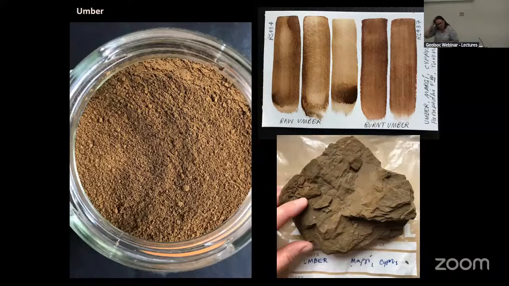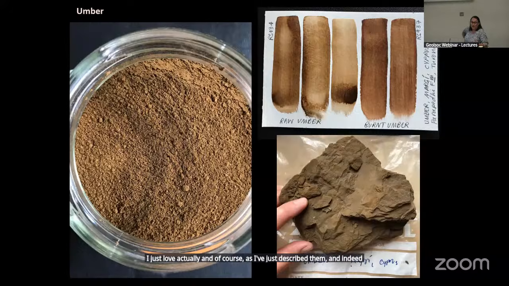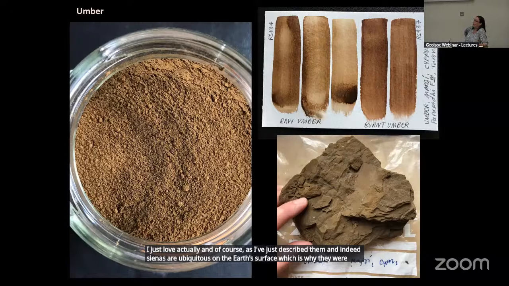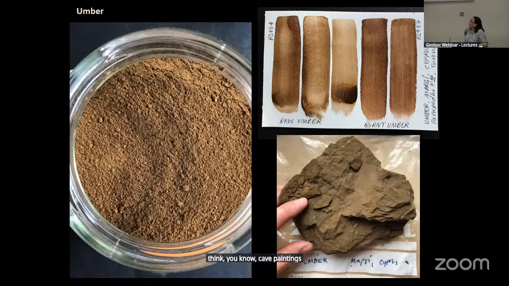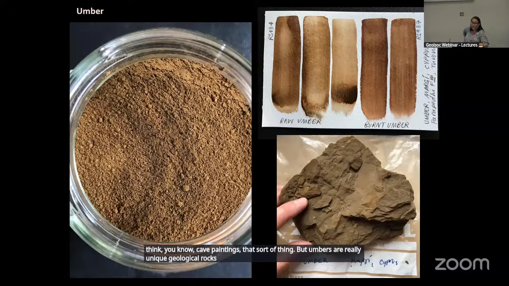So umber, I just love, actually. And of course, umber ochres, as I've just described them, and indeed siennas, are ubiquitous on the Earth's surface, which is why they were the first pigments used in antiquity. Think cave paintings, that sort of thing. But umbers are really unique geological rocks, true umbers.